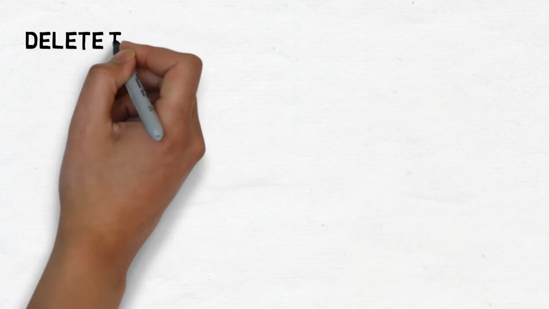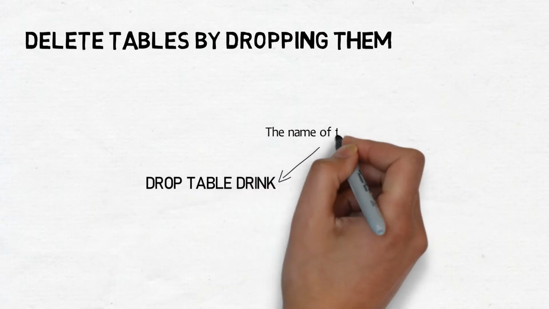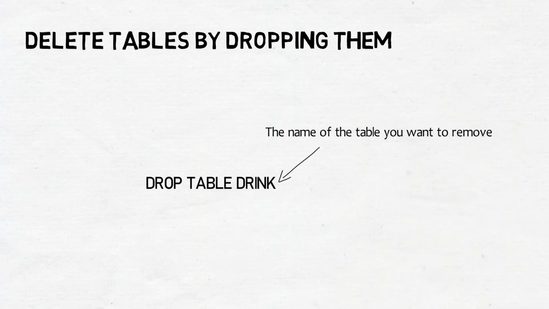Delete tables by dropping them. In addition to creating and altering tables, you can delete them using the drop table command. This is the name of the table you want to remove. This command is useful if you have a table in your database schema that you know you don't need anymore and want to remove it in order to save space.